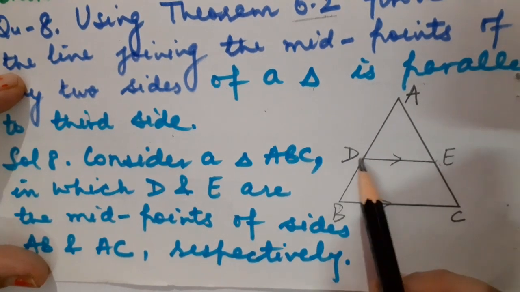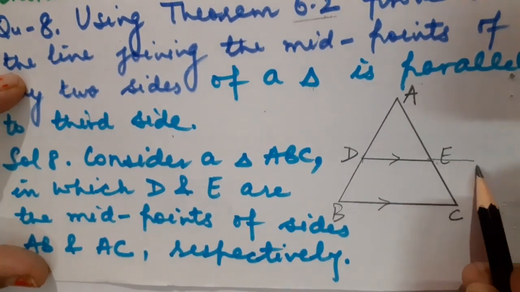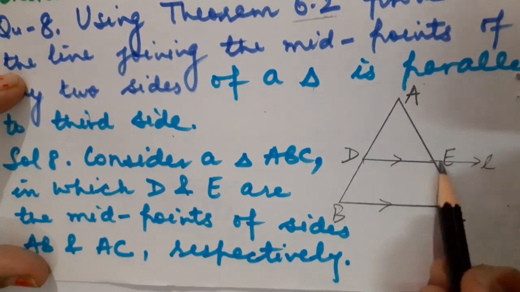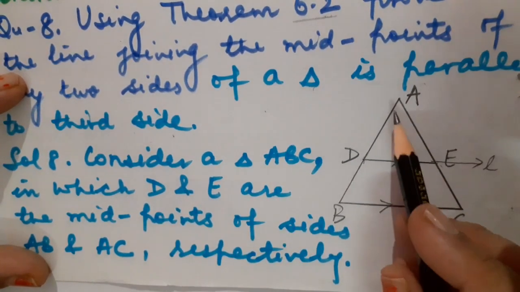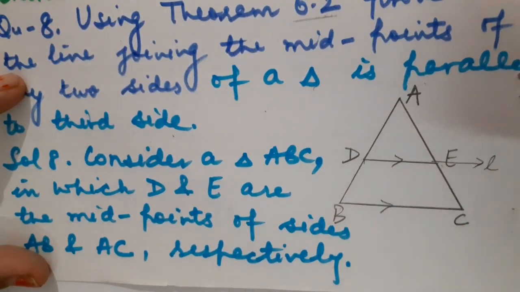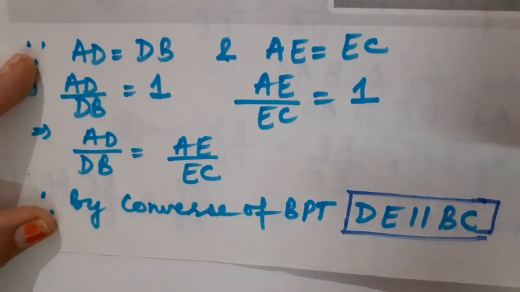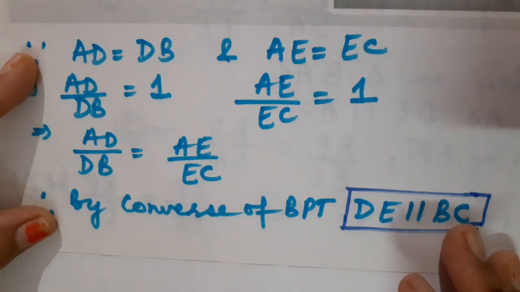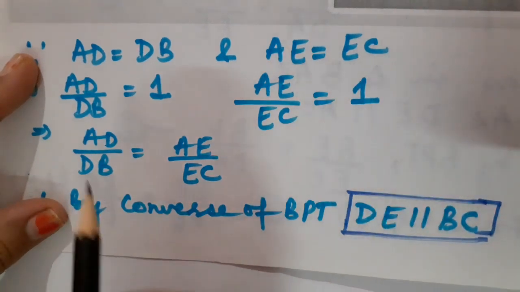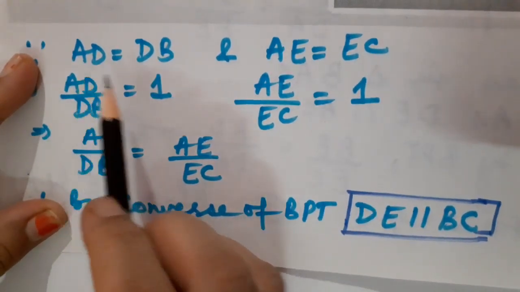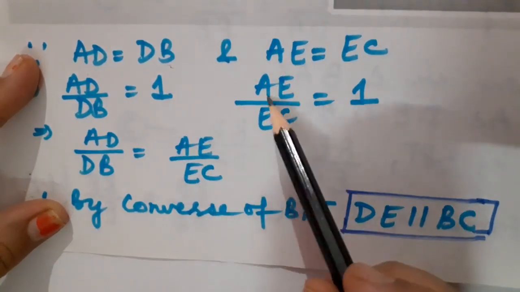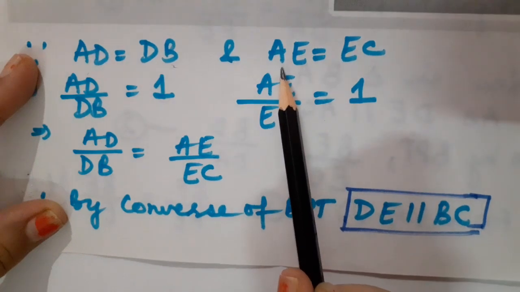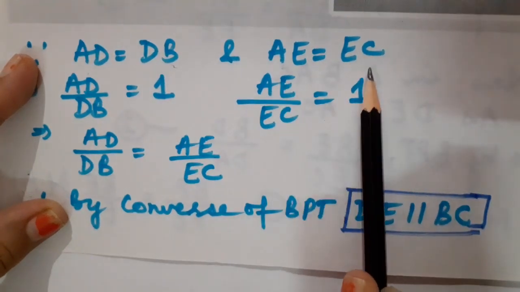DE is basically that particular line which is formed by joining the midpoints of the sides AB as well as AC. Got it children? So children, if D is the midpoint of AB, so we can write that AD must be equal to DB. Okay. And if E is the midpoint of AC, then we can write that AE must be equal to EC.